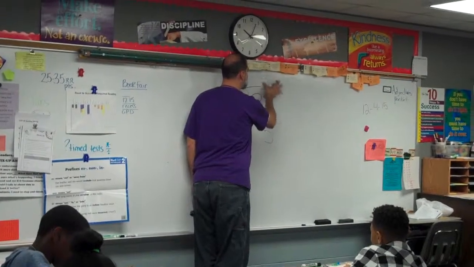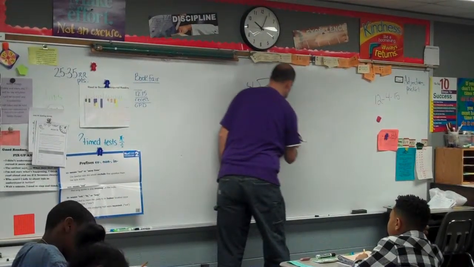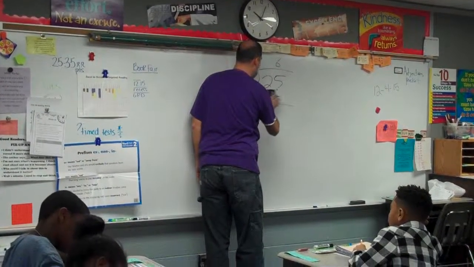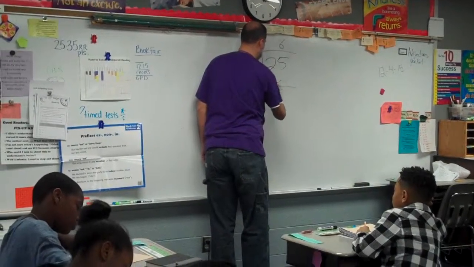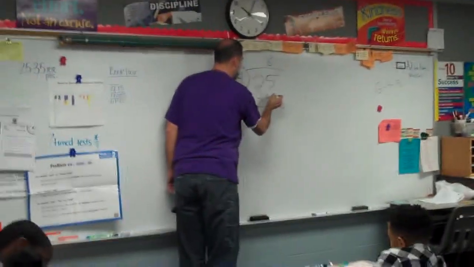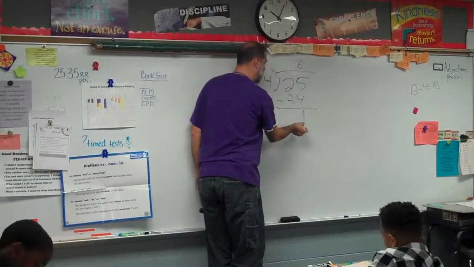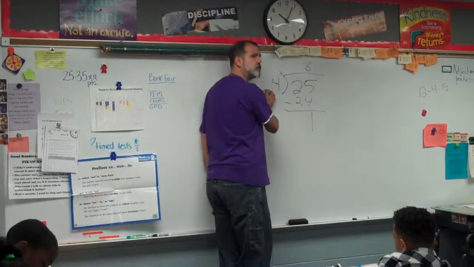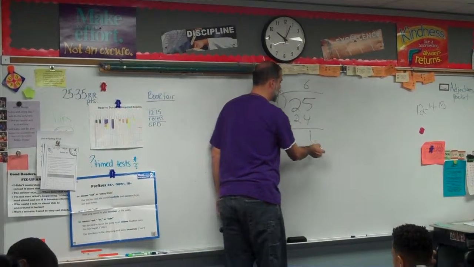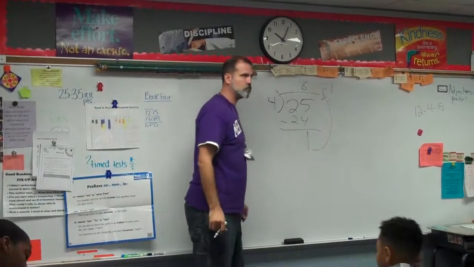Let's try 6. Thomas, what's 4 times 6? 24. So 6 times 4 is 24. Thomas, 25 minus 24? 1. That's smaller than our divisor. That's a good thing. Where does it go? Up here at the top. 6 remainder 1.